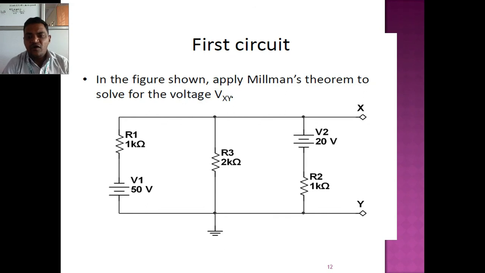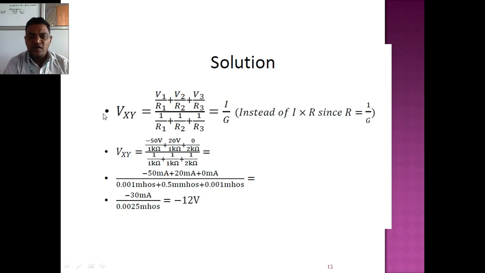For this example, there are R1, R2, R3. There are three resistances and two voltage sources. So we modify according to that. Here V of XY is V1 upon R1 plus V2 upon R2, where 1 upon R1 is the Y1. So we calculated the V of XY with the help of this example, and V of XY is equal to minus 12 volt.